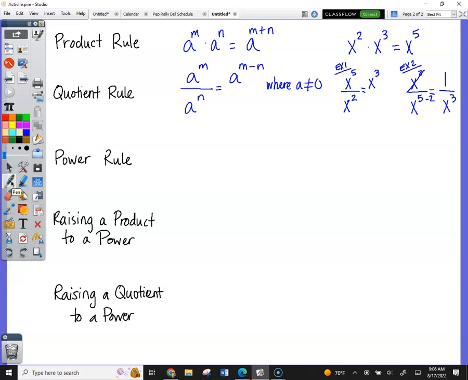All right. What's next? Power rule. Here's the rule.